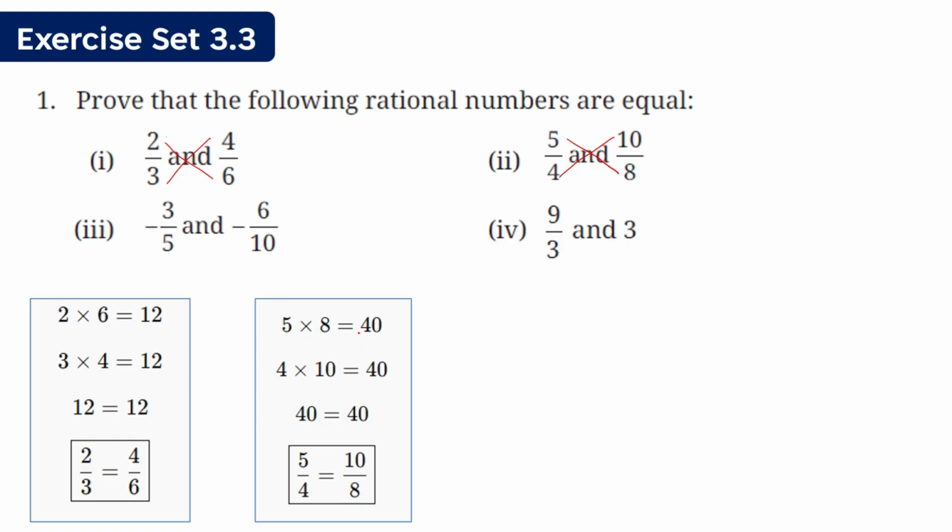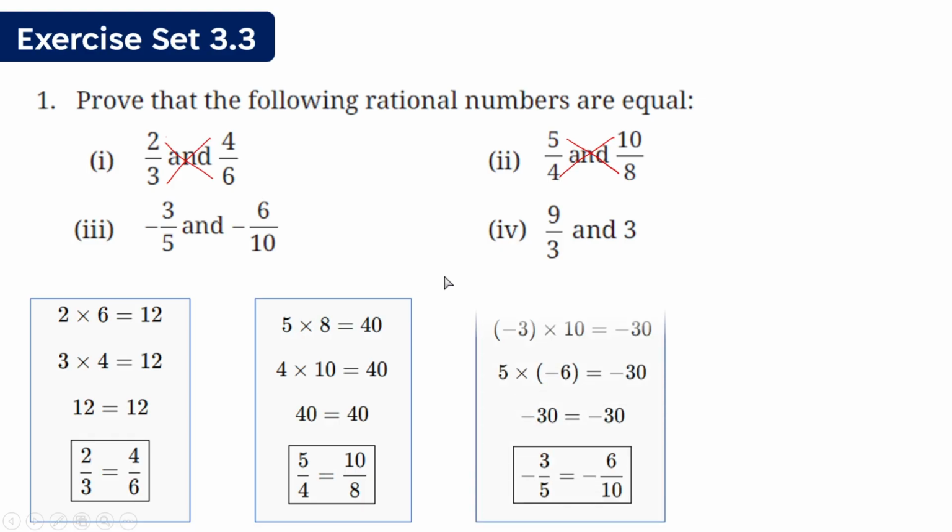The second subdivision, 5 with 8 and 10 with 4. 5 times 8 is 40 and 4 times 10 is also 40. So hence, because their results are the same, they are equal. The third subdivision, we have two negative fractions. So this negative sign could belong to either the numerator or the denominator. Let's consider it as -3. So -3 times 10 and -6 times 5. So both of these give you the result as -30. Hence, these fractions are also equal.